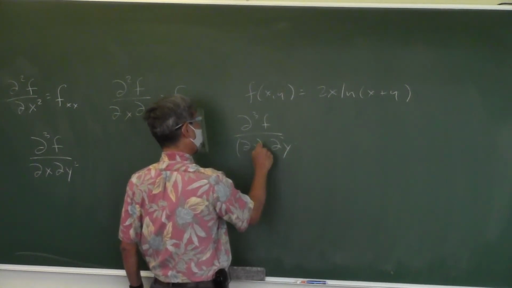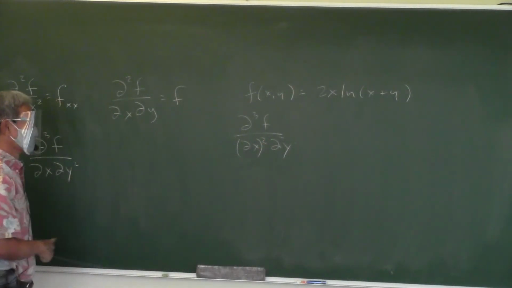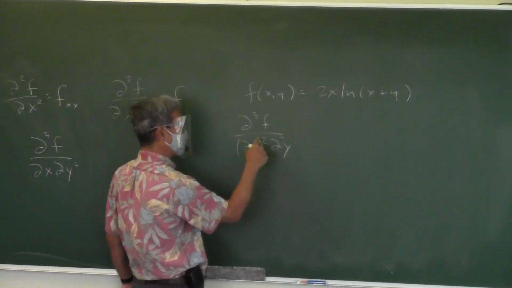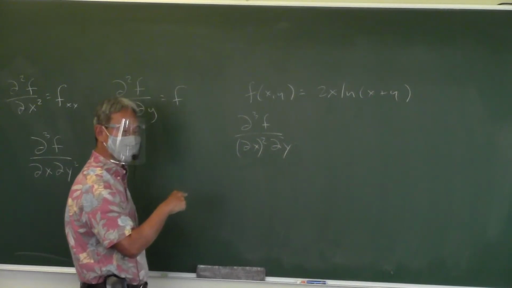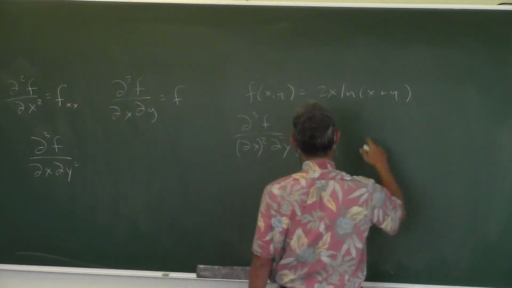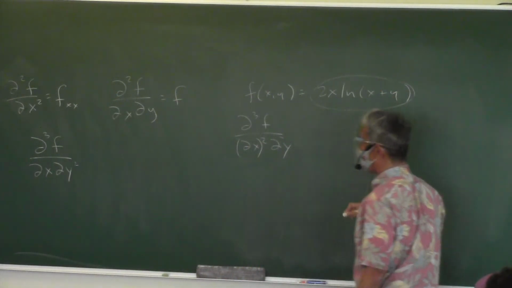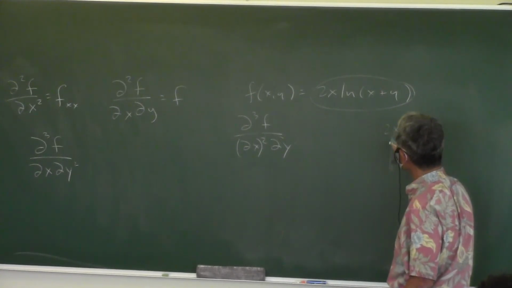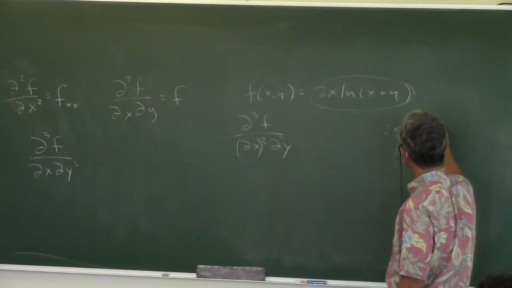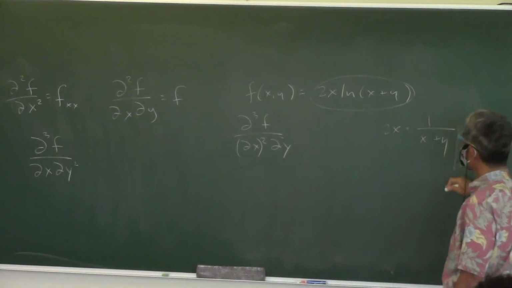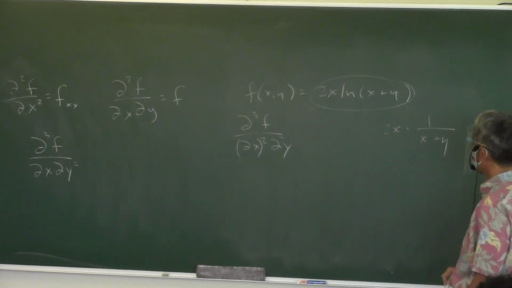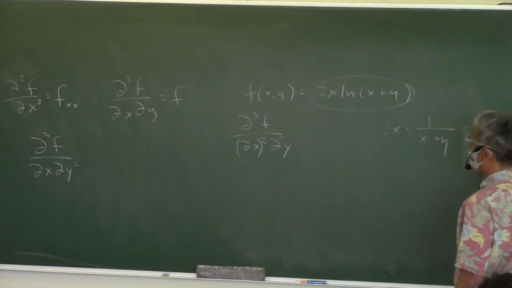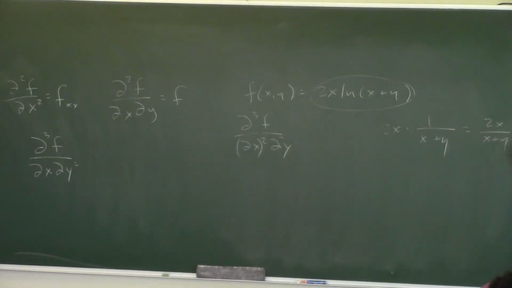Partial x squared. Remember, with this notation you gotta go this way. You take it with respect to y first, then with respect to x, then with respect to x. Okay, so what's the first one? Take the derivative of this with respect to y. 2x times 1 over x plus y. Yeah, that's it. Okay, let's simplify that to this. Now you have to take the derivative with respect to x.